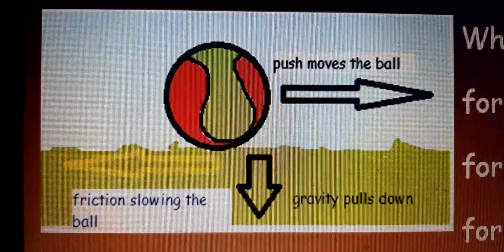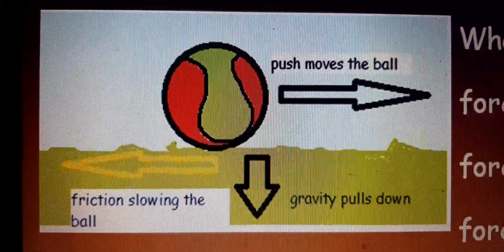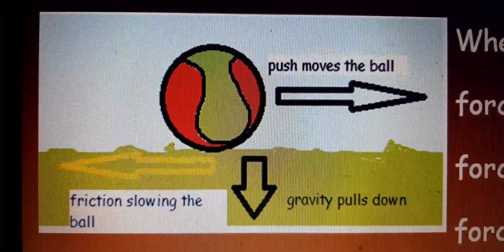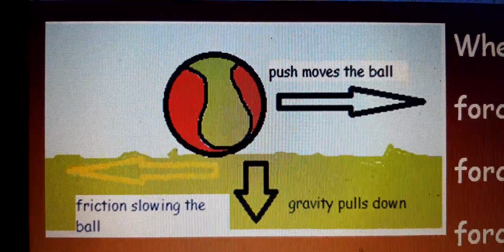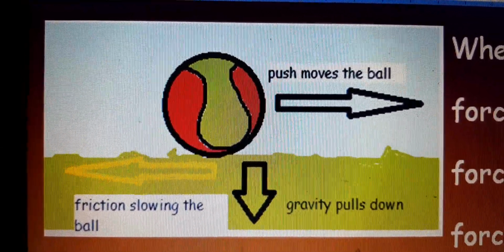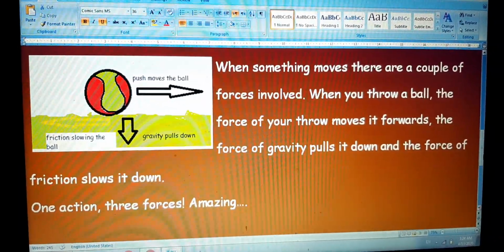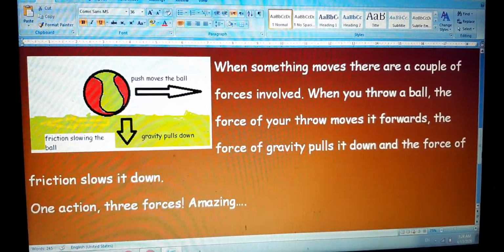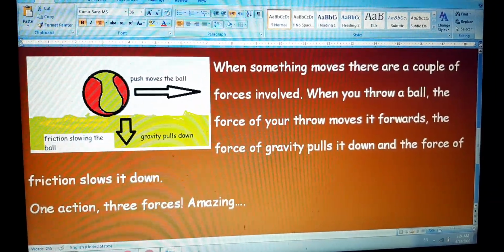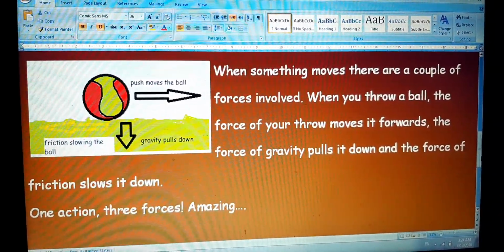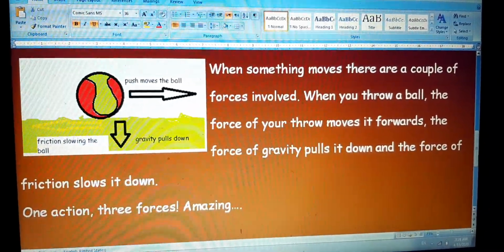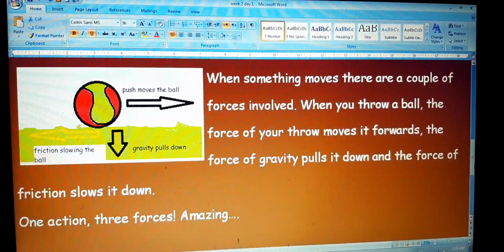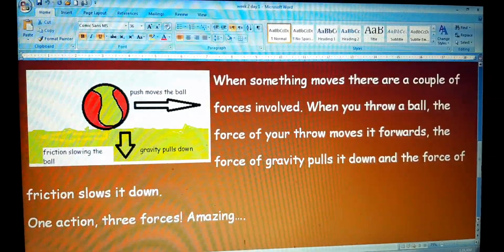As you can see in this picture, a ball is rolling on the floor and three forces are acting on it. We all love to play cricket, football and ball games. When something moves, there are a couple of forces involved. When you hit the ball with the bat or your foot, you push it or pull it and it starts moving forward. It's a push move. Then the friction is slowing down the ball and gravity is pulling down the ball. So one action, three different forces. Amazing.